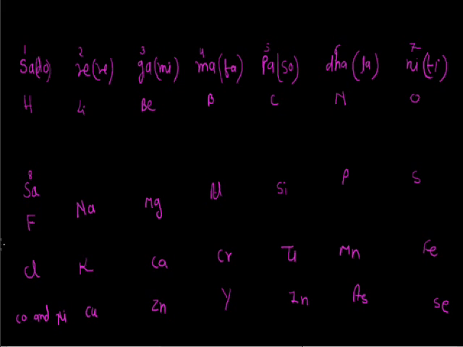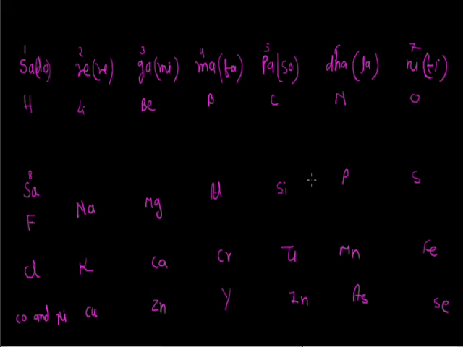So the properties of hydrogen, fluorine, chlorine are the same. Similarly, the properties of lithium, sodium and potassium are the same. The properties of beryllium, magnesium, calcium are the same. And the properties of boron, aluminum are the same. Carbon, silicon are the same. Nitrogen, phosphorus are the same. Oxygen, sulfur are the same.